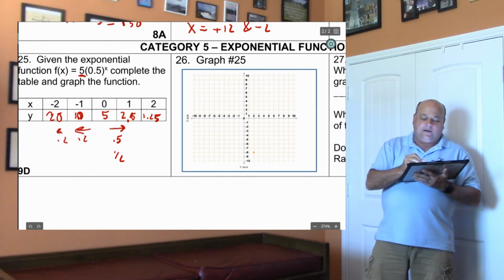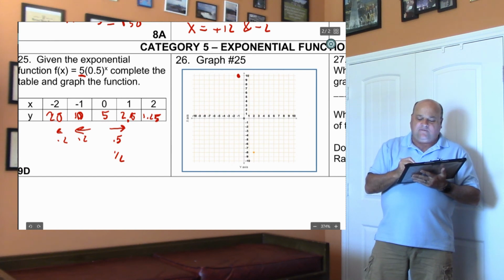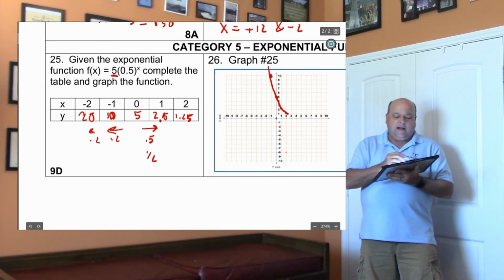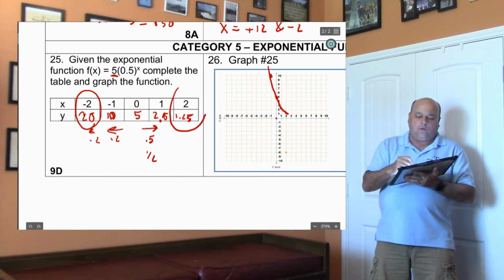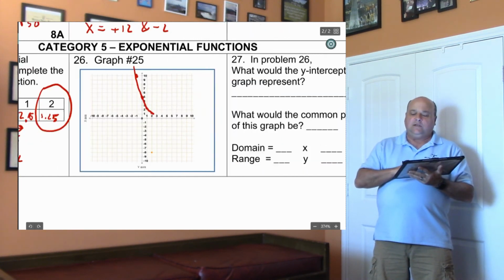So negative 2, 20 is going to be off the graph. Negative 1, 10. 0, 5, that's the y-intercept. 1, 2.5. And 2, 1.25 is about right here. And it's going to do something like this. Now then, remember, these are the numbers for the domain and the range, right? Okay, so let's go over here.